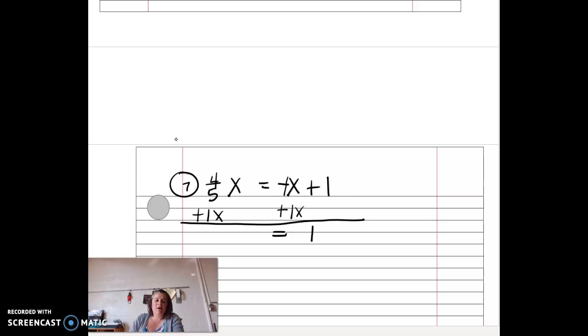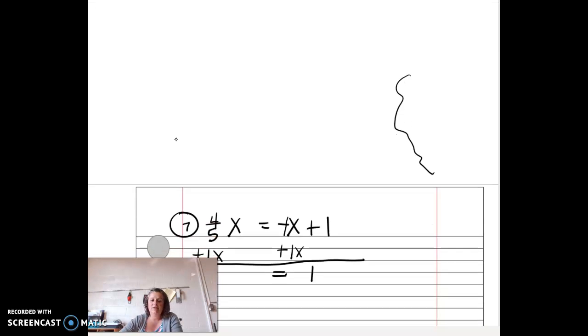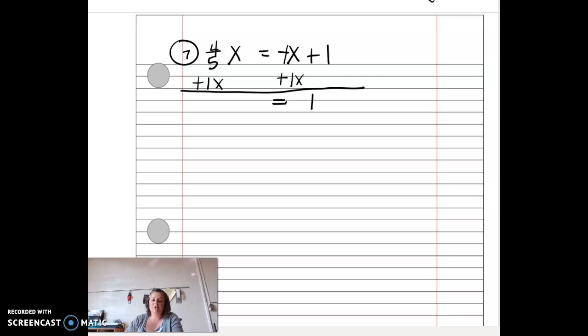So this is where we have to find a common denominator. So maybe I'll do a little scratch pad over here. If I'm looking for a common denominator with 4/5, I need to replace the 1 with a 5 in the bottom. So the only way to do that would be to get 5/5. 5/5 is another way of writing 1. 5 divided by 5 is 1. So instead of writing 1x, I could write 5/5x.